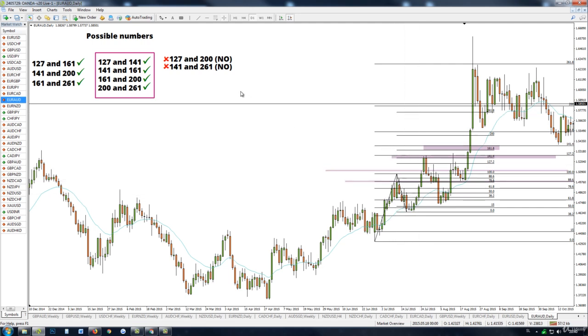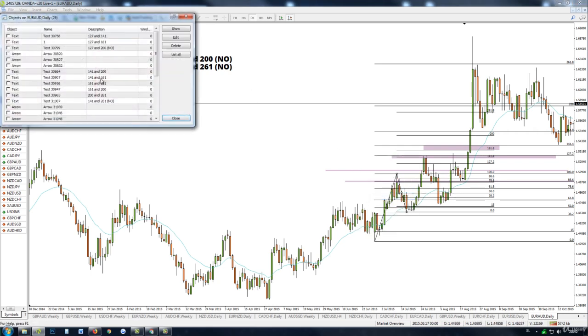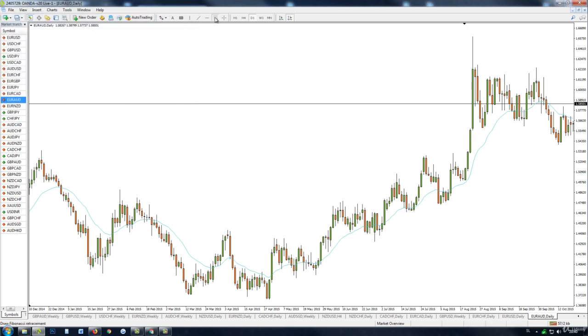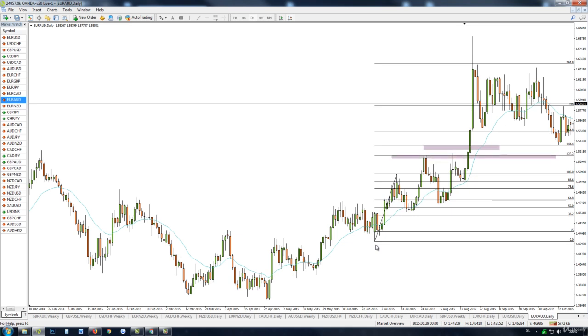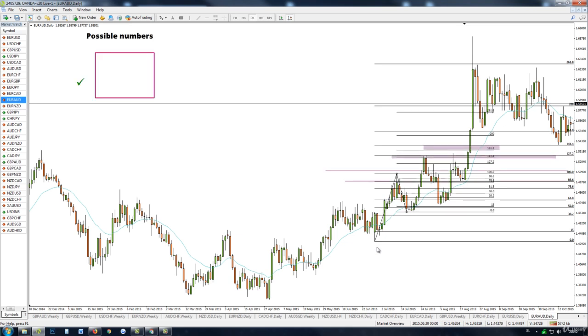So what are these numbers? 127 and 200, it's a no. That means, let me just delete all of that. For example, this happens, oh gosh, I deleted everything. That means a 127 impulse leg with a 200 retracement. That means that the retracement was not deep enough. Pay attention.